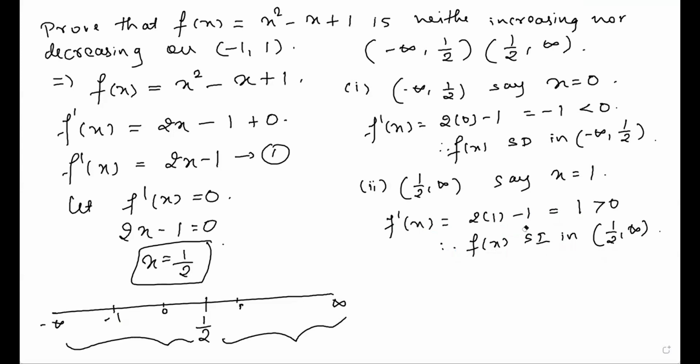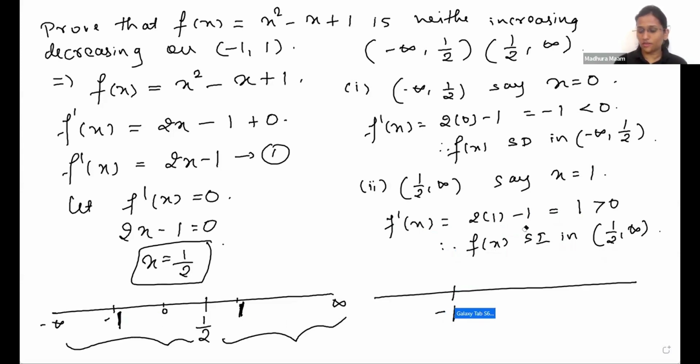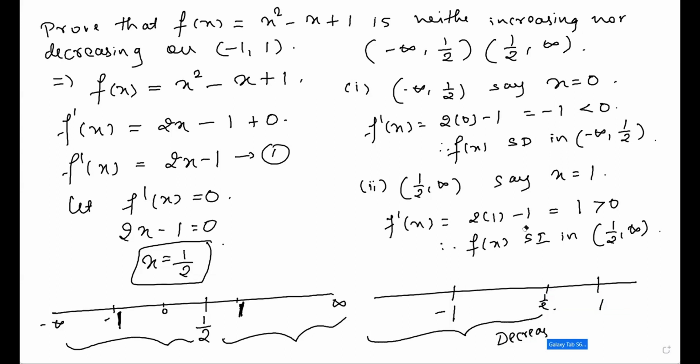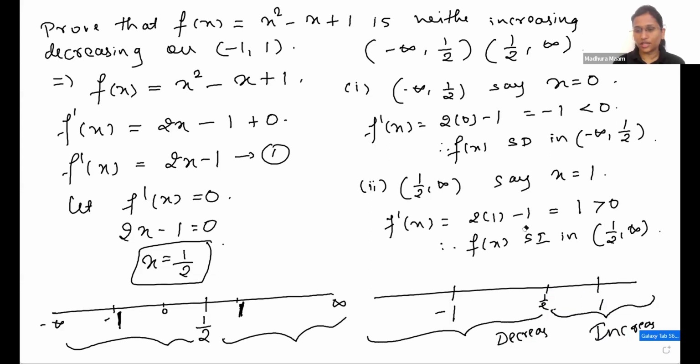Okay. Now what are they saying? From here to here, this is your minus 1 and this is your plus 1. So I will draw here once again. This is your minus 1, this is your plus 1. Somewhere here we had this 1 by 2. In the first interval, minus infinity to 1 by 2, the function is decreasing. Correct? Then from here to here the function is increasing.